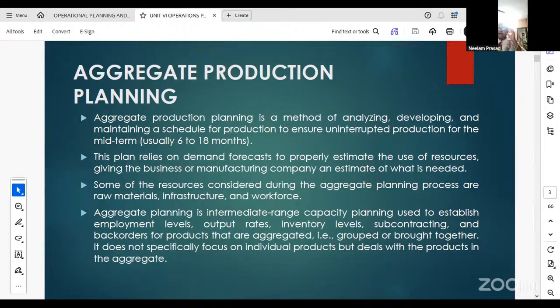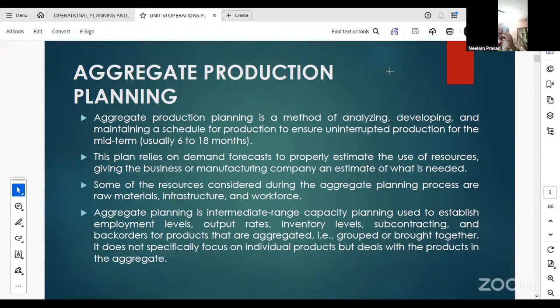This plan relies on demand forecast to properly estimate the use of resources, giving the business or manufacturing company an estimate of what is needed. Some of the resources considered during the aggregate plan process are raw materials, infrastructure, and workforce. और कितने लोग लगेंगे, किसको क्या काम, उनको क्या स्किल चाहिए, कैसा किसको क्या काम करना है.